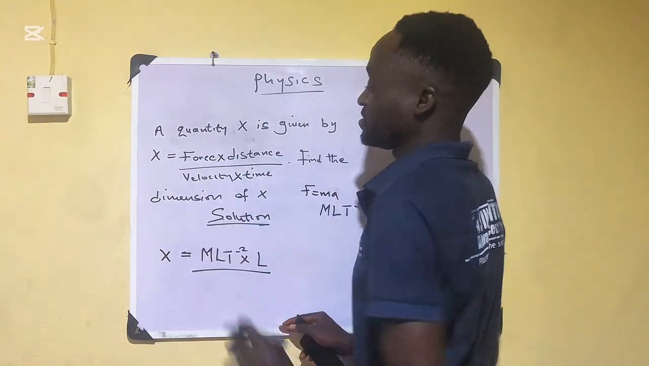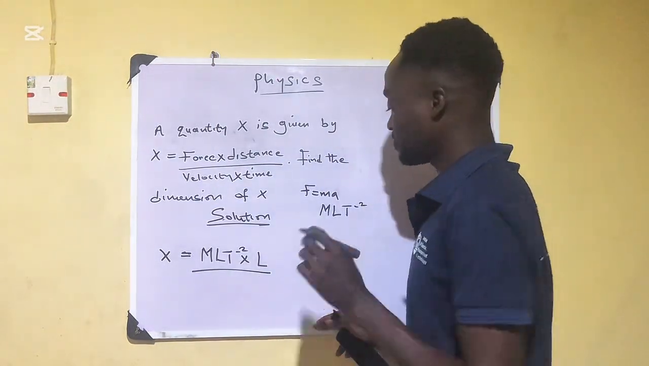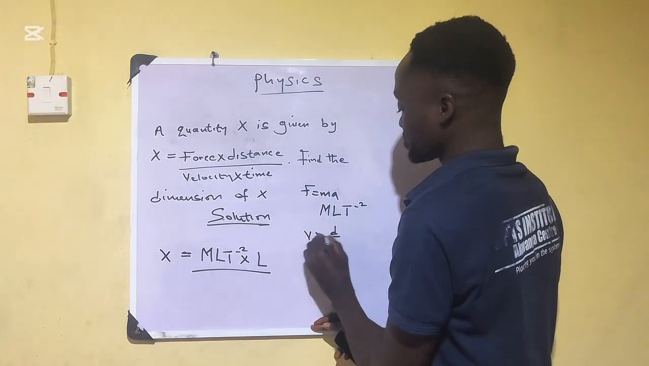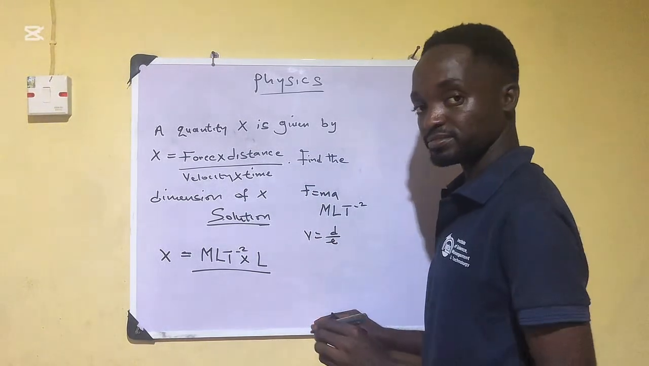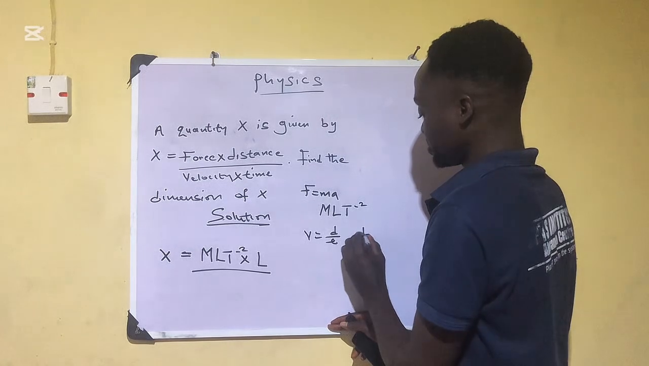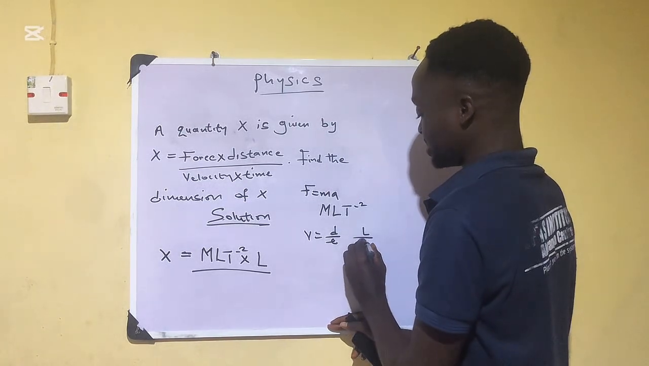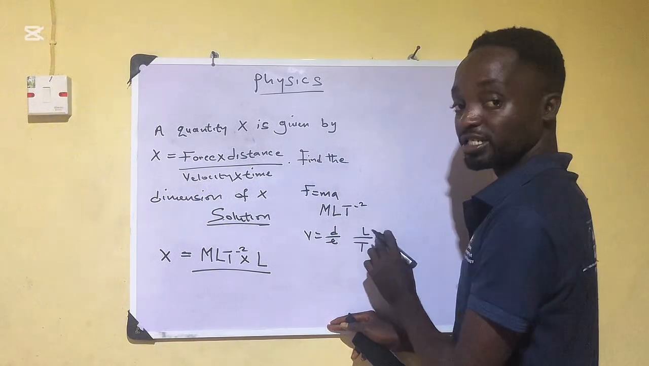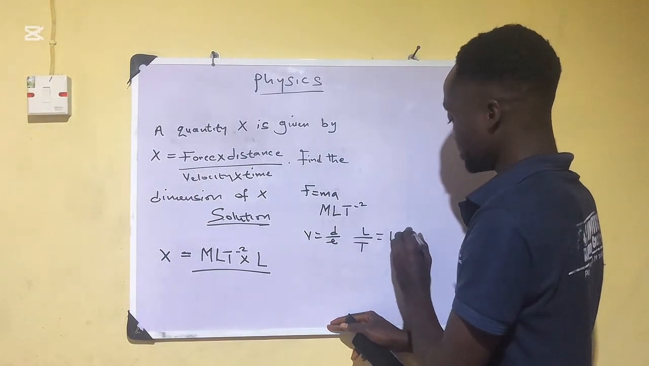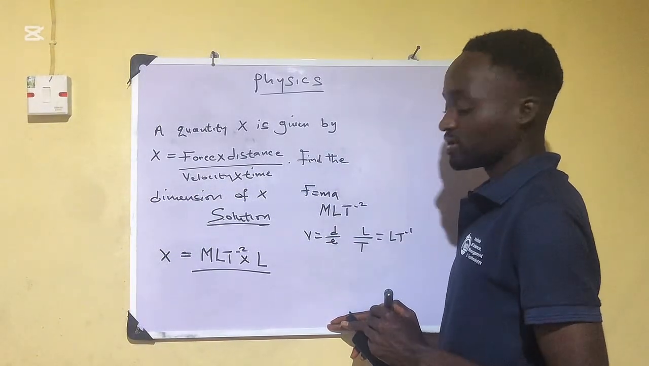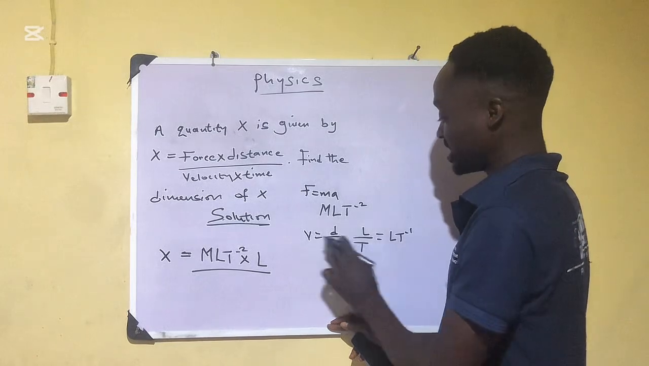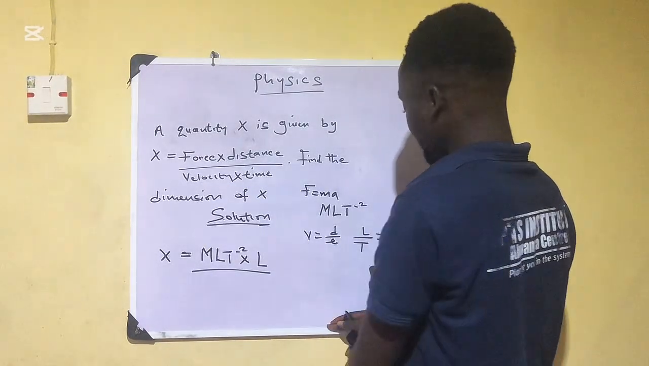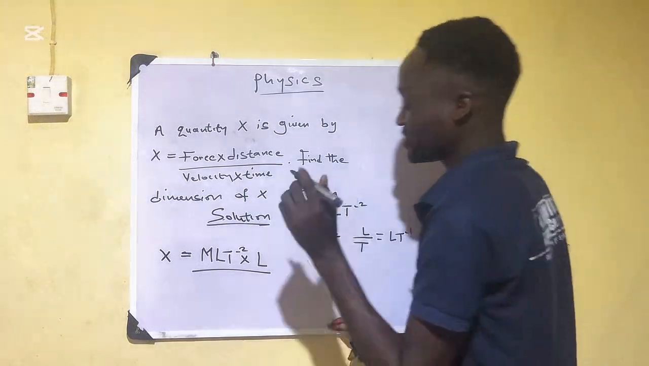Now we have velocity. What is the dimension for velocity? Remember, velocity is distance all over time. Distance is length, and time is represented by capital T. So I can write this as L. If I bring this T up, it will be T to the power of minus 1, that is T inverse. This is the dimension for velocity. So instead of writing velocity, I'll write L T to the power of minus 1.